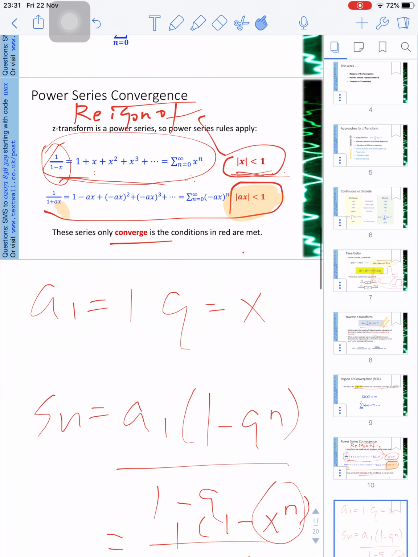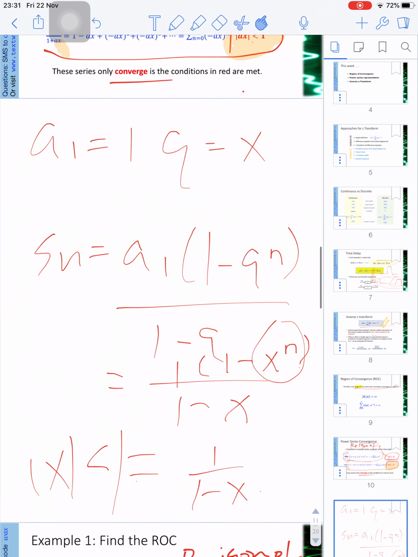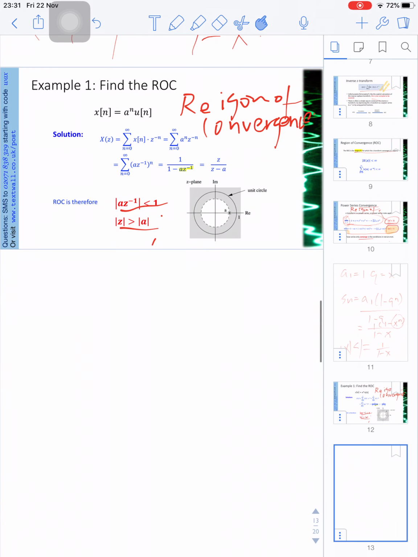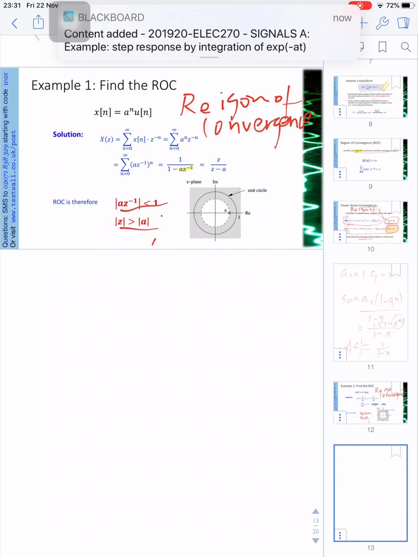So therefore the series only converges if the red ones are true. So let's give an example. We are going to see that xn is a to the power of n times un.